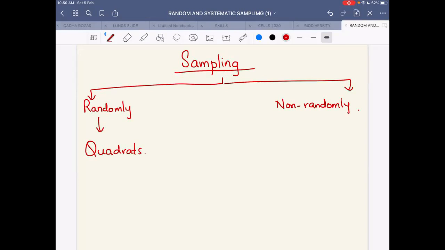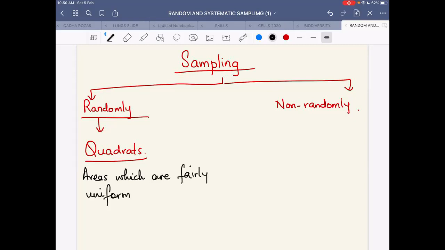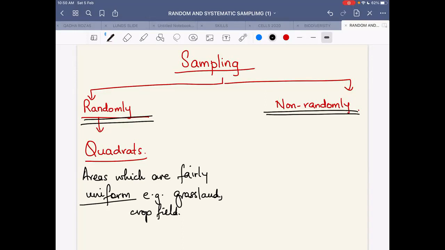We just did this. When we do random sampling, we usually do such sampling for areas which are fairly uniform. Please remember this. Areas which are fairly uniform, more or less uniform. For example, a grassland or a crop field, meaning areas where we can generally see that this is a uniform area, there we can do random sampling. Please remember this. But if the area is non-uniform, an example of a non-uniform area is a rocky seashore.